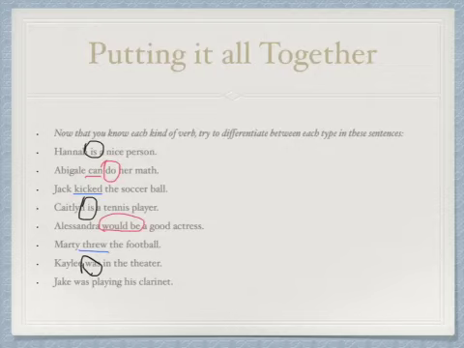In the sentence, Jake was playing his clarinet. The helping verb is was, and the main verb is playing. Notice that in this sentence, was is a form of be, which means it can be used as a linking verb. But in this case, it's helping the main verb playing, which means it's a helping verb.